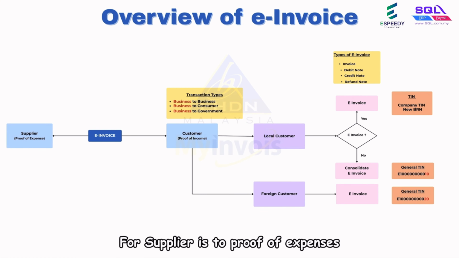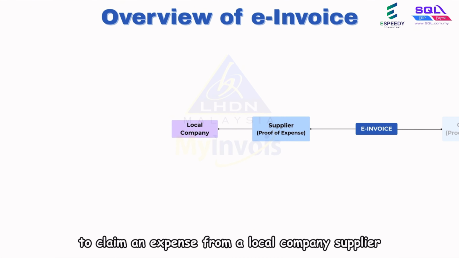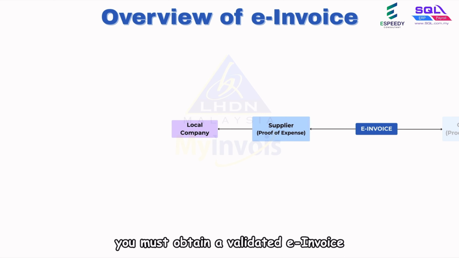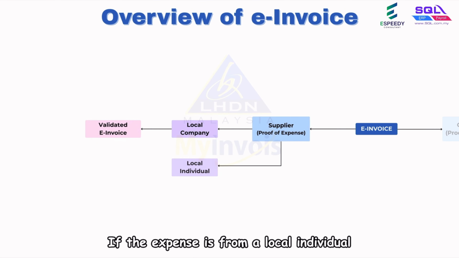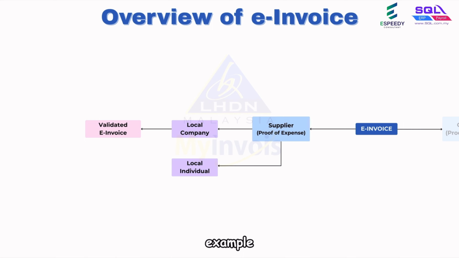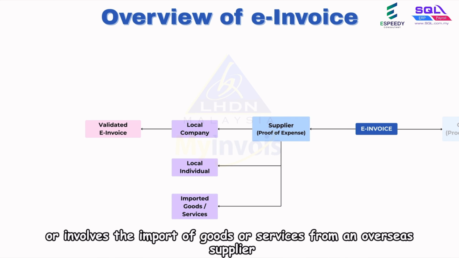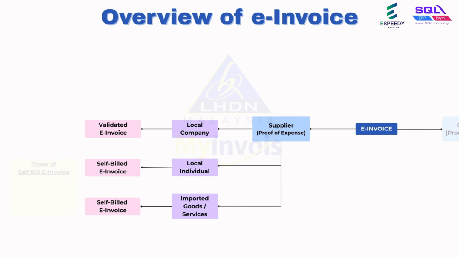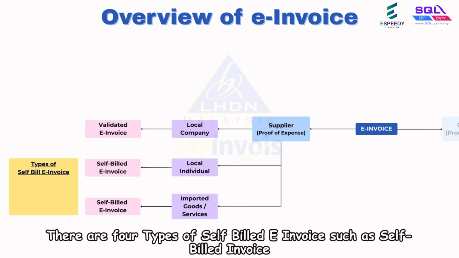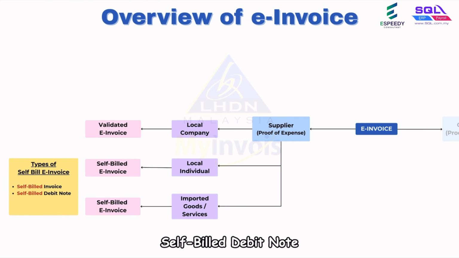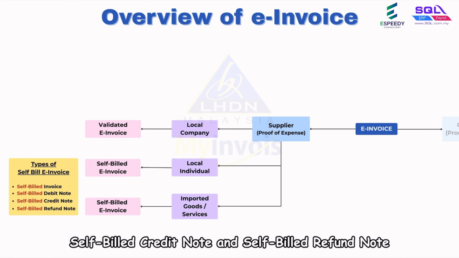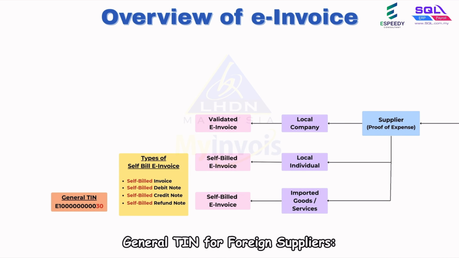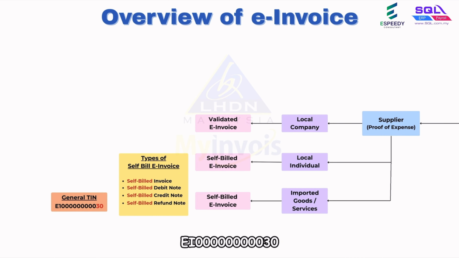For suppliers, it is to prove expenses. To claim an expense from a local company supplier, you must obtain a validated e-Invoice. If the expense is from a local individual, for example rental from a landlord, payment to an agent, or involves the import of goods or services from an overseas supplier, you are required to generate a self-billed e-Invoice. There are 4 types of self-billed e-Invoice: self-billed invoice, self-billed debit note, self-billed credit note, and self-billed refund note. General TIN for foreign suppliers, EI with 90 and 30.